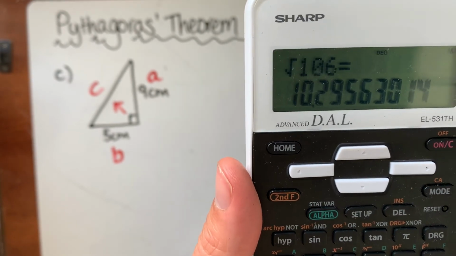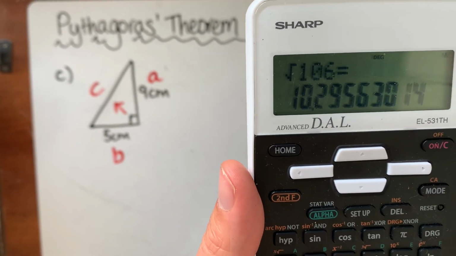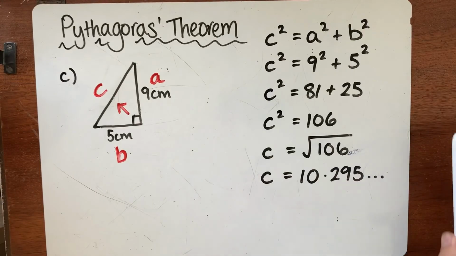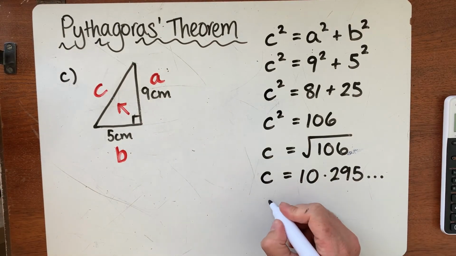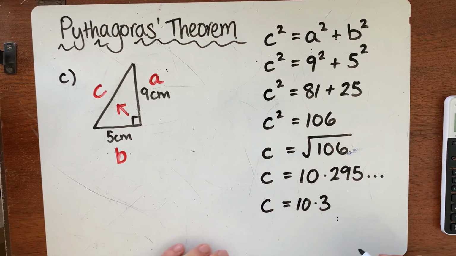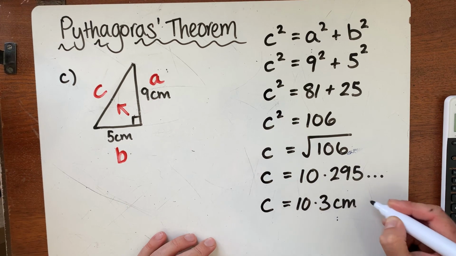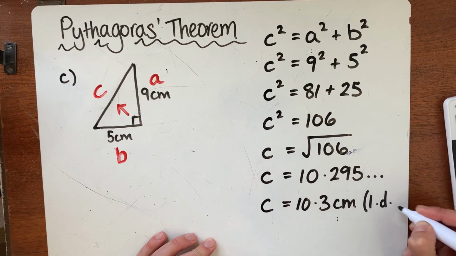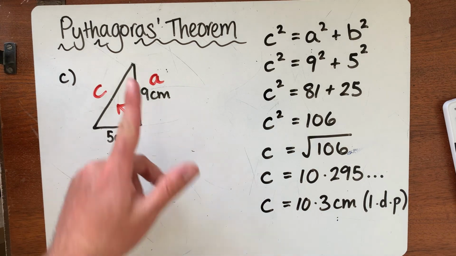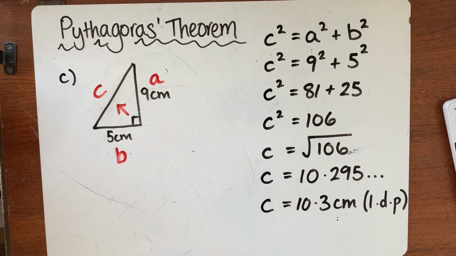And we get 10 point, I'll do what I did last time, so 295, 3 dots to show that goes on. And then we are going to round this to 1 decimal place. So 10.3, I'll not forget my units this time, centimeters. And I'm just going to let somebody know I've done that to 1 decimal place. Okay, that's using Pythagoras' theorem to find the hypotenuse of a right-angled triangle.